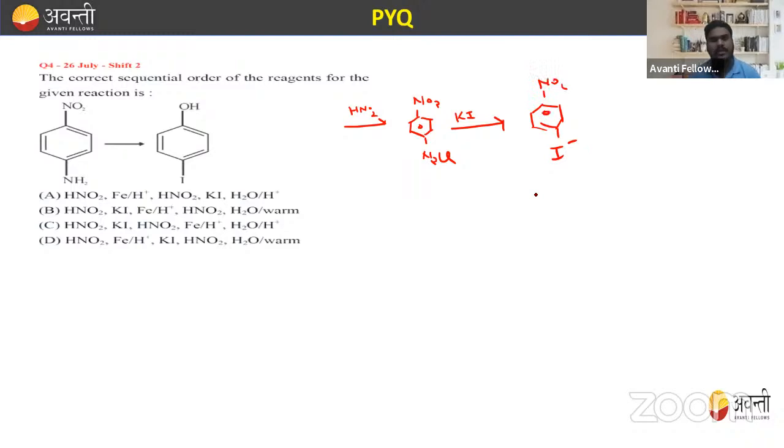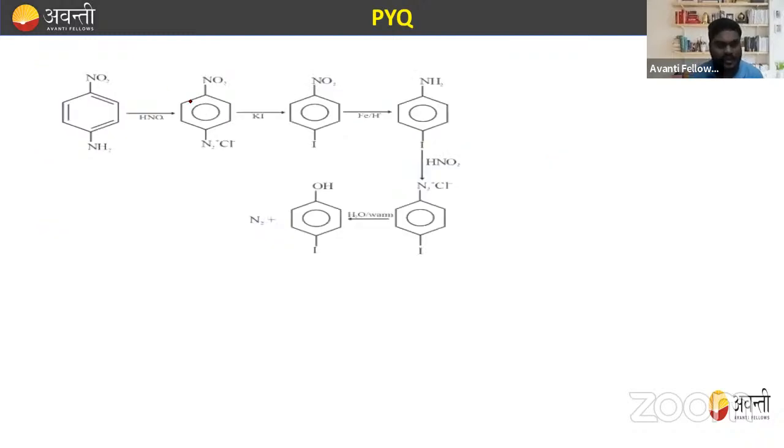So the first part, the bottom part, is done. Now, how will you convert NO2 into OH, right? So you just convert NO2 into OH. So HNO2 is correct, KI is correct. Now the next step is whether we will treat it with HNO2 or with Fe/H+, right? So let's see. If you convert this N2Cl, this part is very clear. Now when this is treated with Fe/H+, this will become NH2 again. Now this treated with HNO2 gives N2Cl, and N2Cl on warming gives phenol. So this is correct.